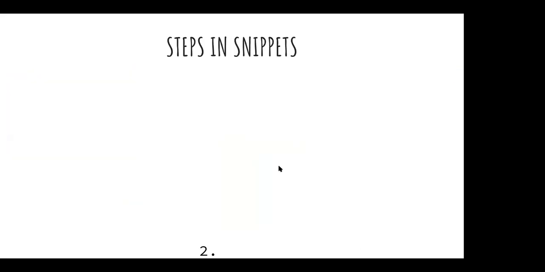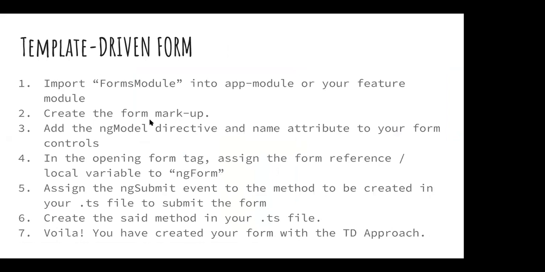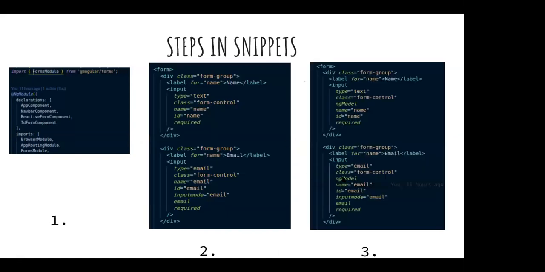So once again, I'll just run through everything I have said here. First things first, for a template-driven form, we import the forms module into our app module. The next thing is to create the form markup. And in creating the form markup, you also bring in the ng model directive.